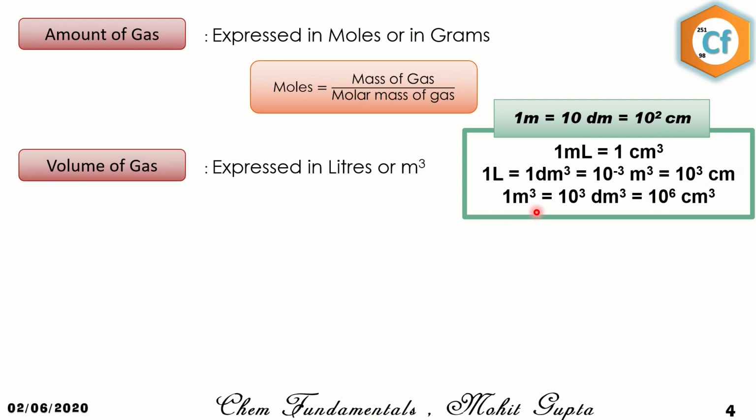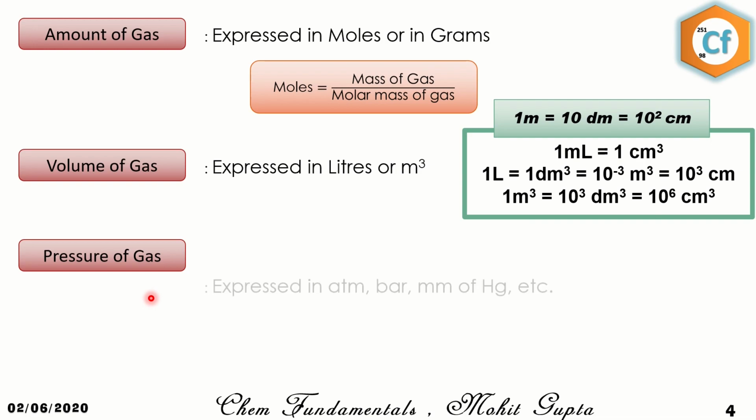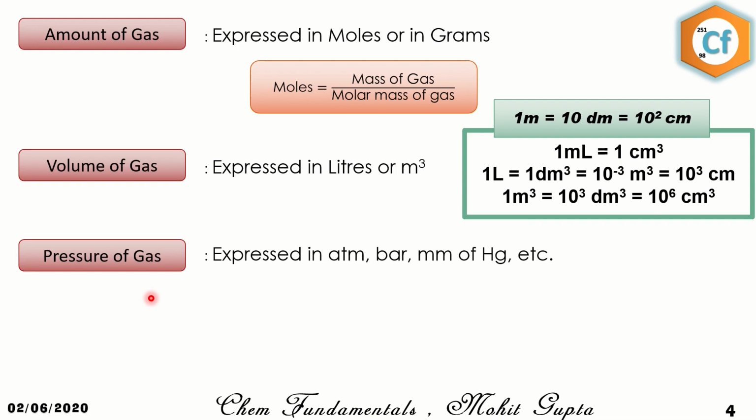From here, 1 meter cube is equal to 10 to the power 3 decimeter cube, and if I cube this, I'll get 10 to the power 6 centimeter cube. If you know the conversion of 1 meter into decimeter and centimeter, you can easily play with all these units. The next is pressure of gas. The pressure of a gas can be measured in terms of atm, bar, mm of Hg, torr, pascal, etc.